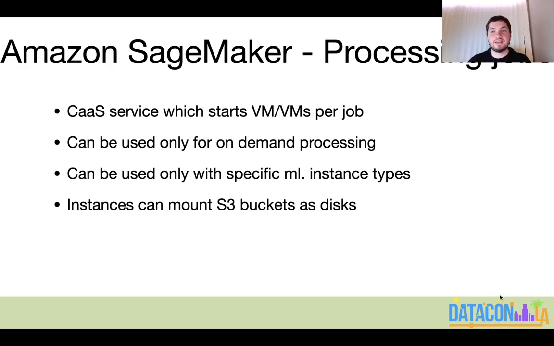With SageMaker, there are different types of jobs we can use. First is processing jobs, which is basically CaaS, container as a service, which starts a VM per job. It's limited to specific ML instance types, but at the same time it can mount S3 buckets as disks.